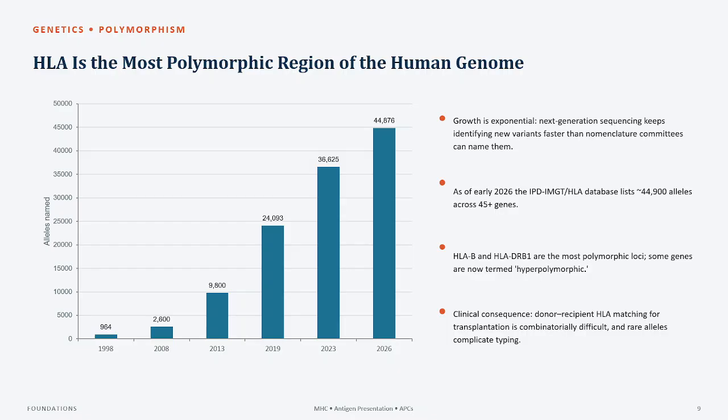Okay, so the database statistics show that as of early 2026, the IPD-IMGT/HLA database catalogs approximately 45,000 alleles spanning more than 45 genes. The HLA-B and HLA-DRB1 loci are the most diverse and are categorized as hyperpolymorphic. The clinical challenge is that this extreme genetic diversity makes donor-recipient HLA matching for tissue or organ transplantation difficult. Rare or uncatalogued alleles further complicate accurate tissue typing.